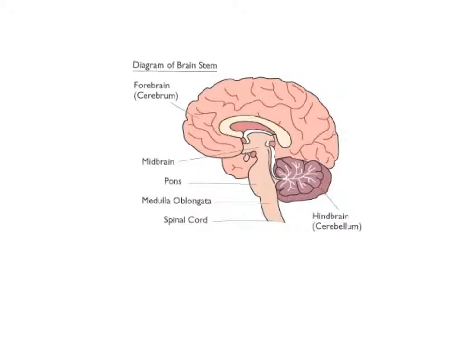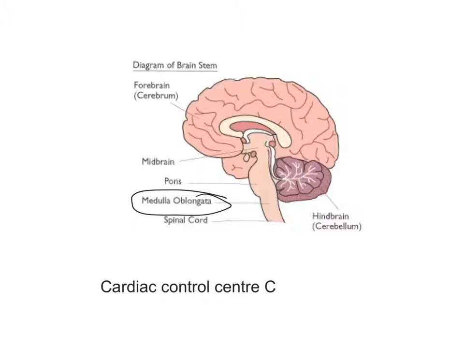All our decisions are made in an area of the brain, and the control of the heart is no different. The part that we are going to be focusing on is this part here, the medulla oblongata. The medulla oblongata in the brain contains what is known as the cardiac control centre. For short, the CCC.